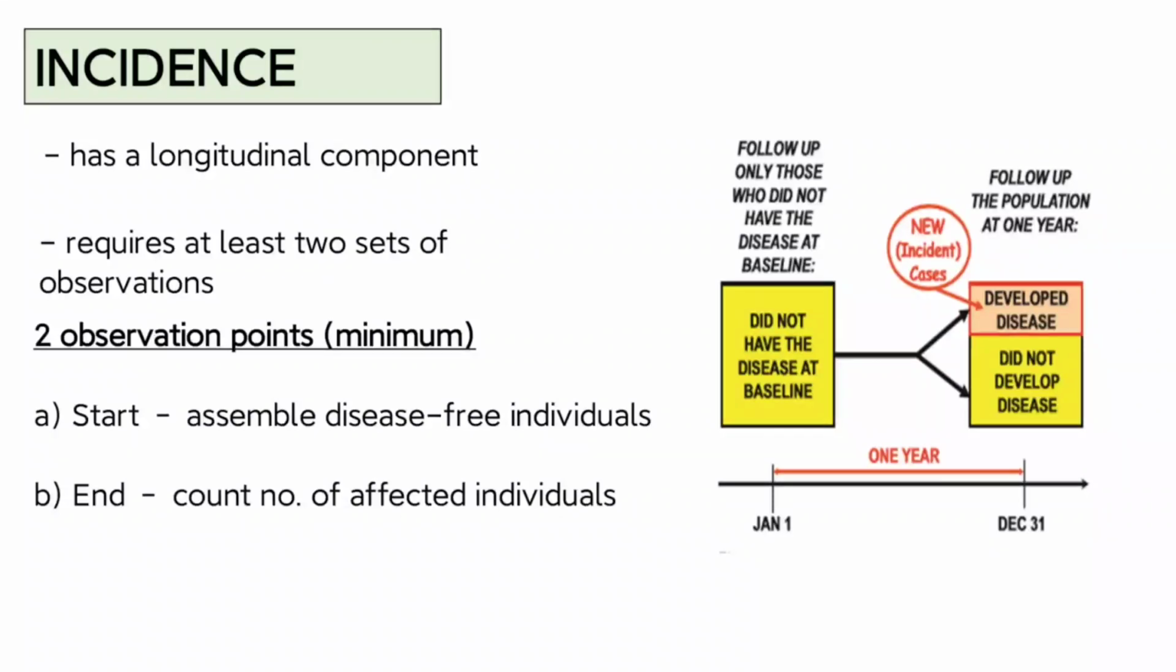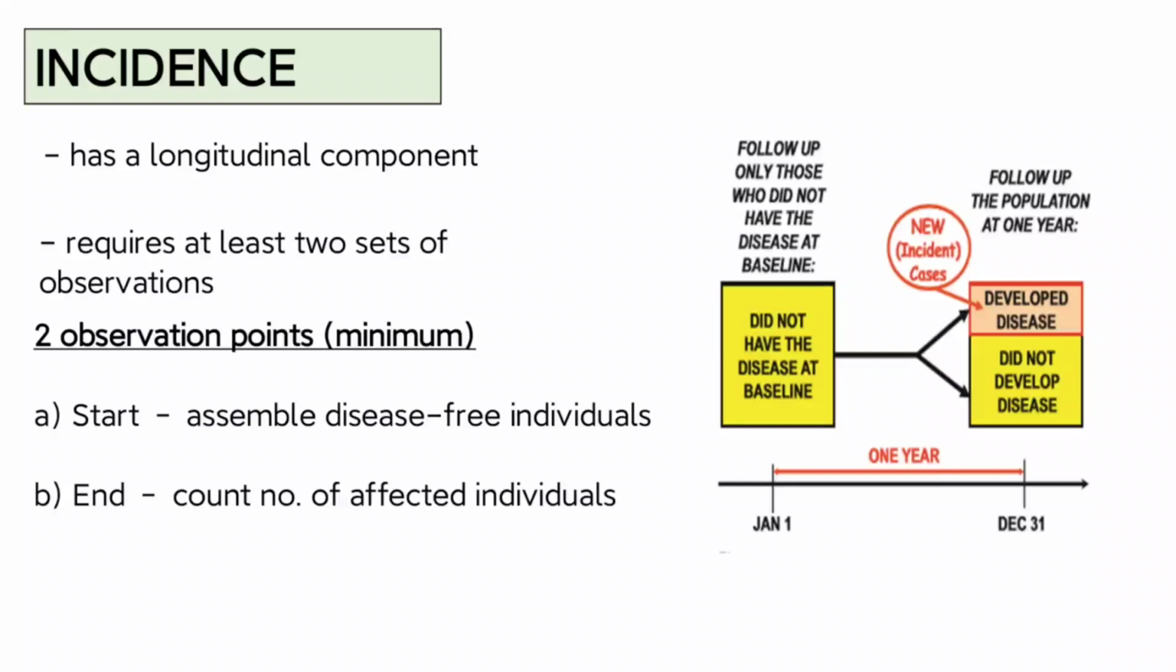Now, incidence. Incidence has a longitudinal component. Ibig sabihin, pang matagalan. Okay? It requires at least 2 sets of observations. 2 observation points at minimum. Don't worry. Since this is just an introduction to epidemiology, lahat ng computation natin, there are only 2 observation points or otherwise, isa lang. Hindi natin pahihirapan yung mathematics natin in terms of epidemiology. Okay? So, yung 2 observation points, we have the start and then the end.